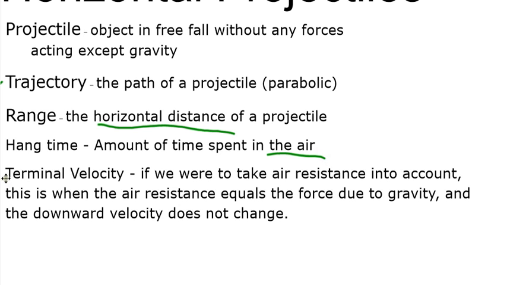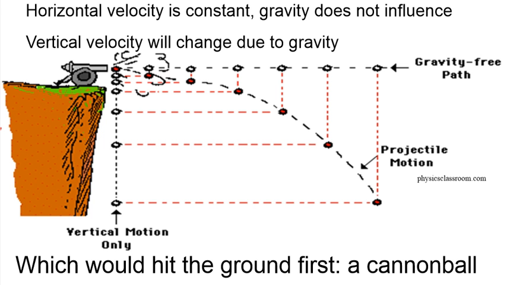And a term that you just need to really memorize is terminal velocity. This is if we were to take air resistance into account. It is when the air resistance equals the force due to gravity, and then the downward velocity would not change. You can think of jumping out of an airplane: you will reach a terminal velocity, and then when you have your parachute, you'll reach another terminal velocity. We can talk more about that in class.